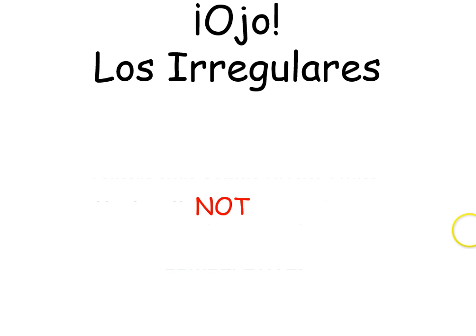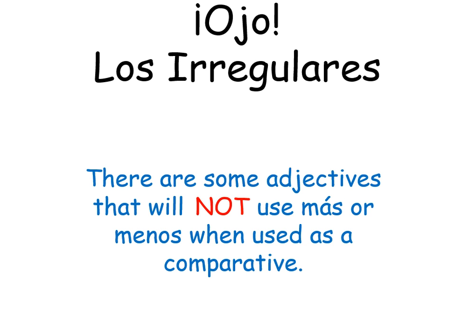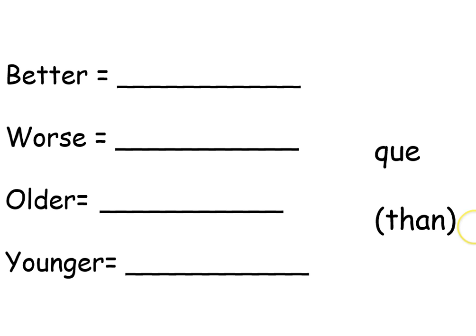However, caution. There are some adjectives that will not use más or menos when used as comparatives. They will absolutely not. They are some of the same irregulars that we have in English. We don't say good, gooder, or goodest. We say good, better, best. So better is mejor que. You don't say más bueno que. That's more good than. We say mejor que, better than. We don't say bad, badder, baddest. We have bad, worse, and worst. So peor que.